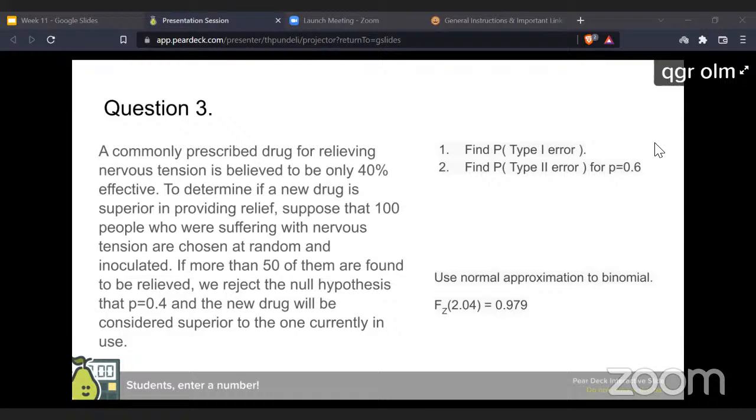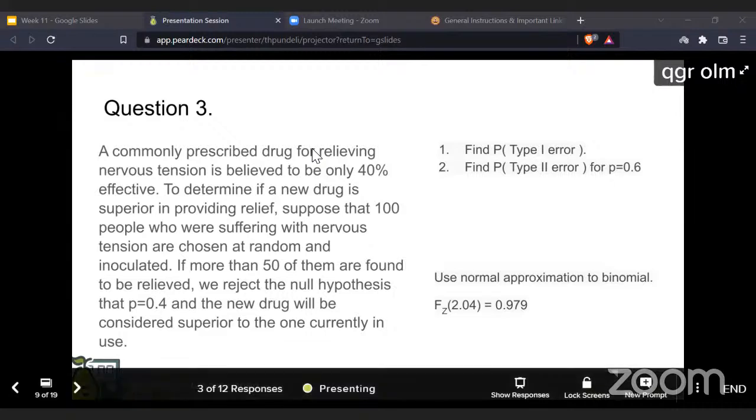No. See, in the second sentence, it says to determine if a new drug is superior. Superior. Okay, sorry, I missed that part. Now it is clear. Because it is superior, it has to be more than 40%. You want to check that it is more than 40. So that's the reason why my alternate is more than 40%. Got it. Thank you.